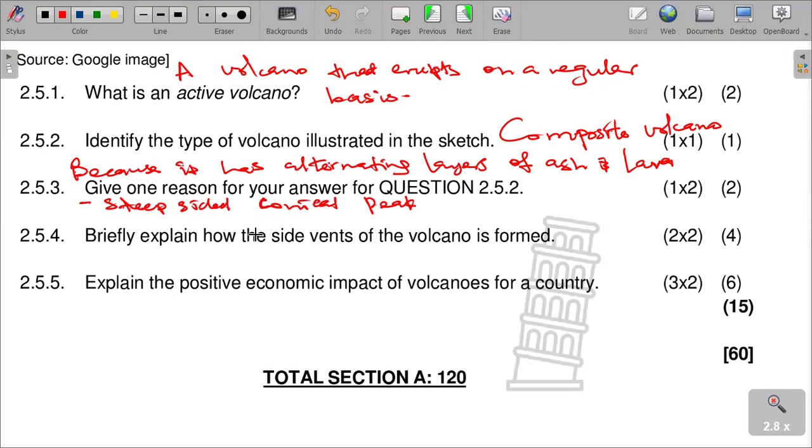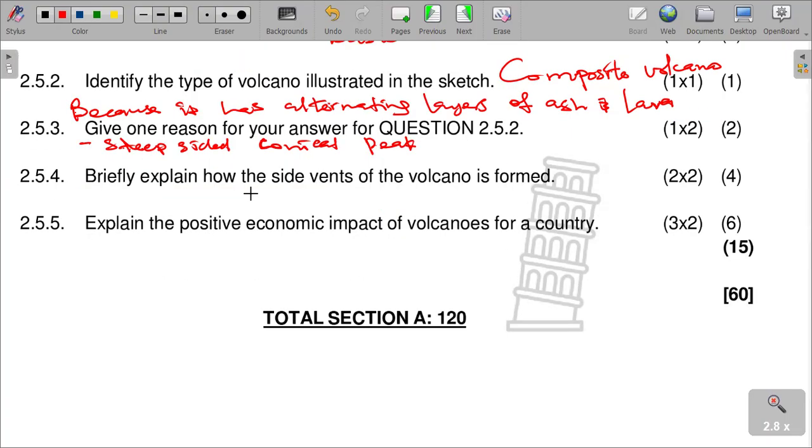And then we can just answer the last piece. We are saying, briefly explain how the side vents of the volcano are formed. What happens there is that, one, the lava solidifies in the main vent.